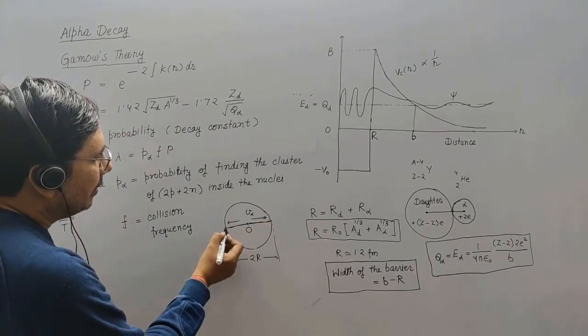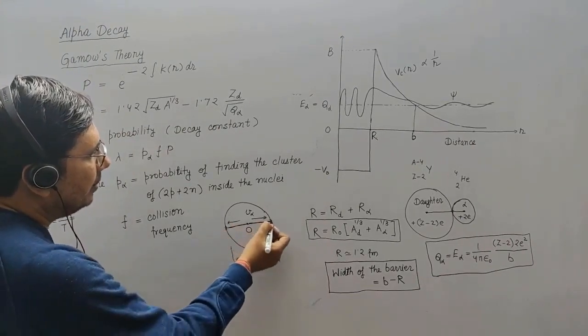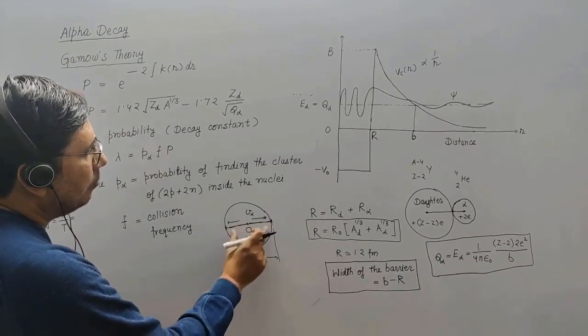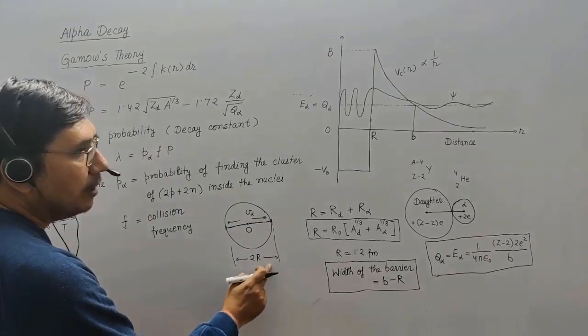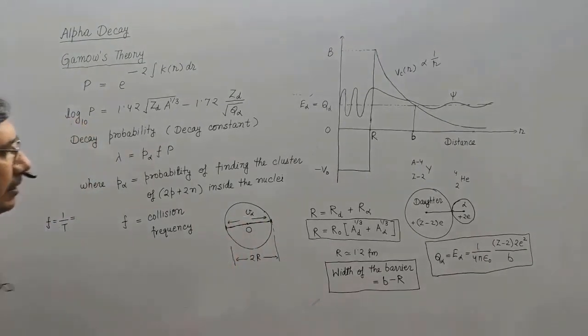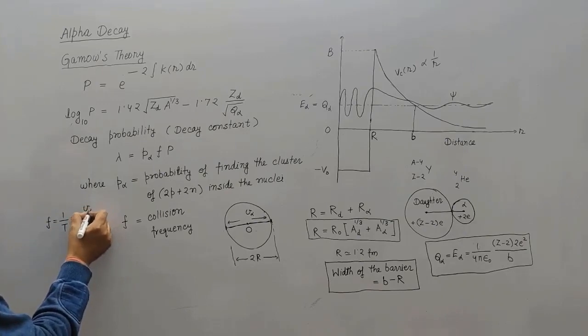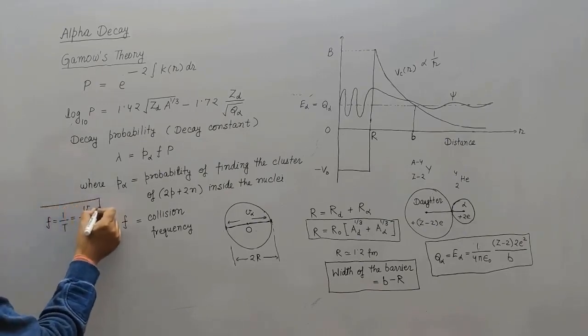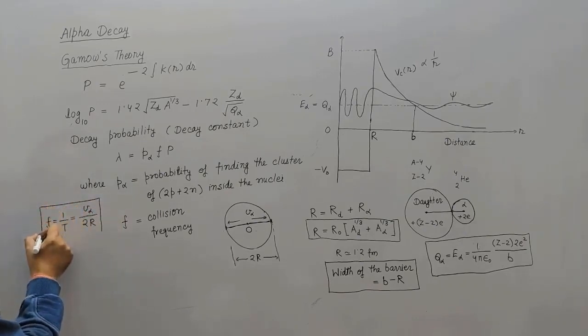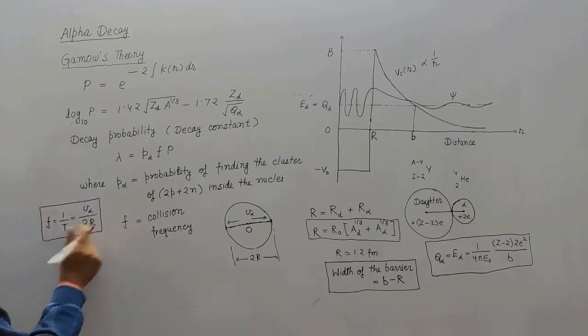The first collision is supposed to be here, the second will be here. So in between two collisions, how much distance is it traveling? That is 2r, with velocity V alpha. So this T will be equal to 2r divided by V alpha. This is the formula for the collision frequency.